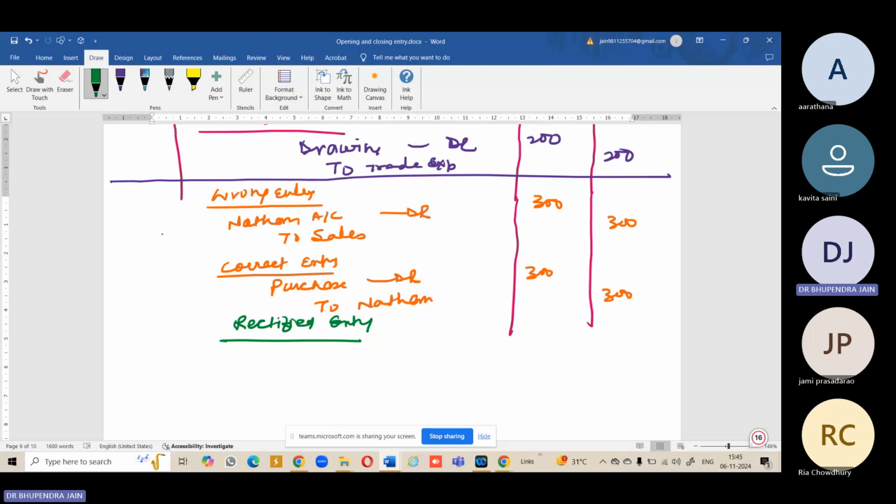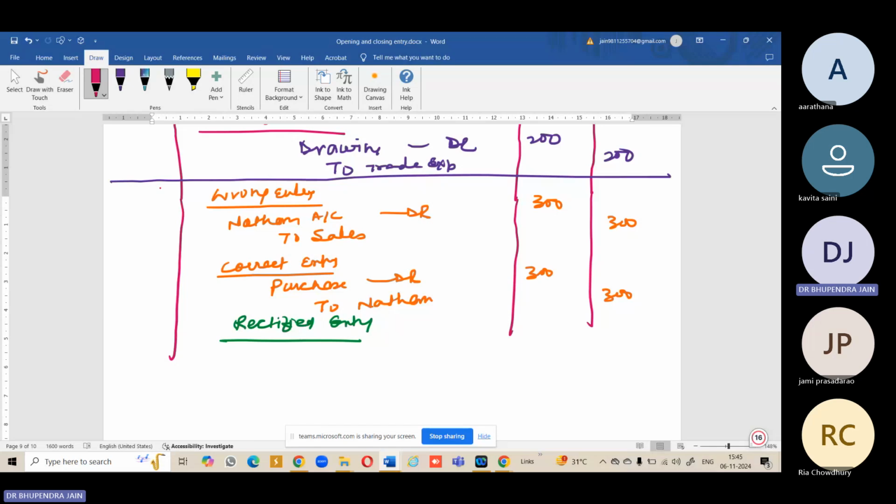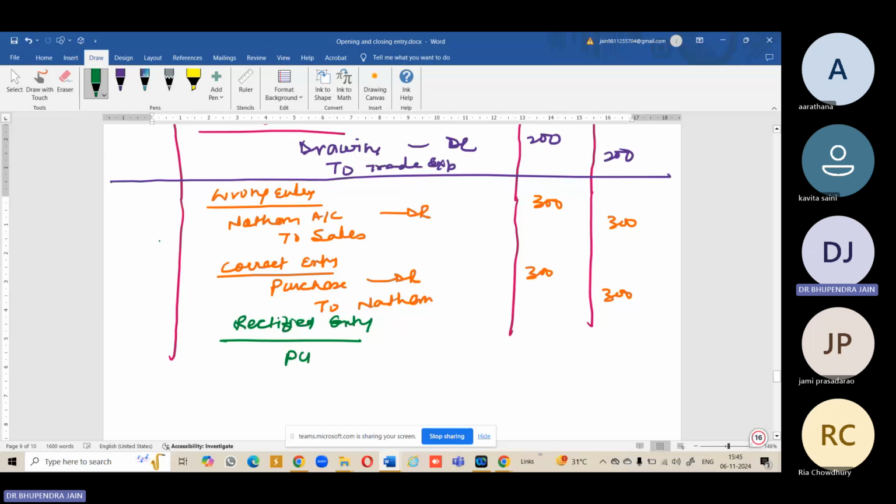मैंने बेटा आपको पहला रूल क्या बताया उस केस में? Write down the first same entry. What is the rule? First, write down the same entry. Purchase account debit to Nathan.